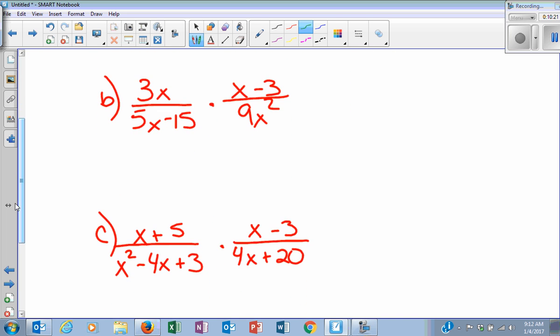All right, rolling right along. Again, I need to factor these guys. So this guy's not factored, so I want to pull out a 5 that they have in common. So this actually becomes 5 times x minus 3. That's going to be big for me.